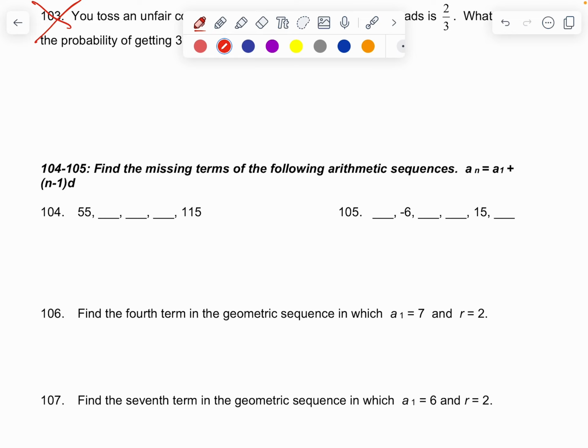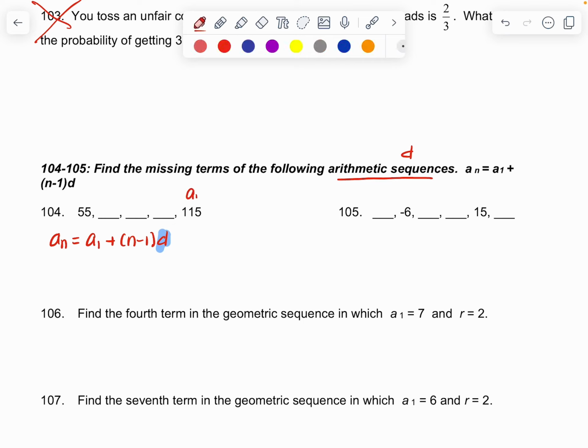All right, number 104, find the missing terms of the following arithmetic sequences. Because we know that it's arithmetic, we know that there's a common difference that takes you from term to term. So if I could just find that, then I could figure out what the missing terms are. So let's use this formula: a sub n equals a sub 1 plus n minus 1 times d. Remember, I'm looking for the common difference, so I should have everything else.